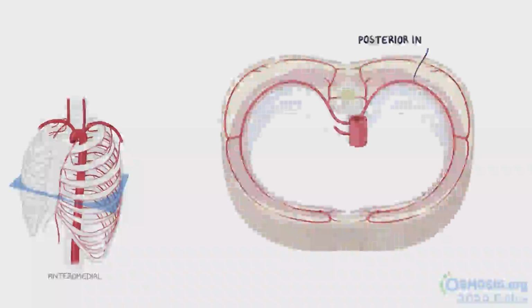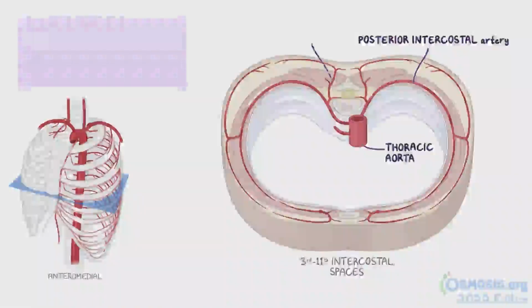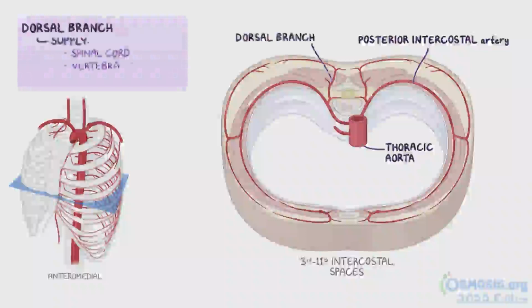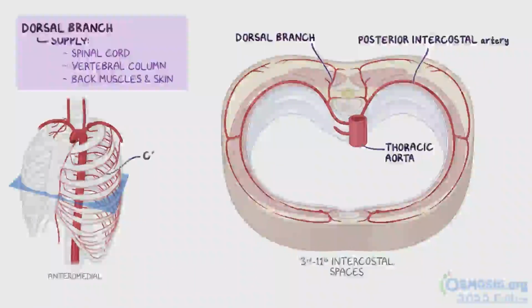The posterior intercostal arteries of the 3rd through the 11th intercostal spaces arise posteriorly from the thoracic aorta. All posterior intercostal arteries give rise to a dorsal branch that accompanies the posterior ramus of the spinal nerve to supply the spinal cord, vertebral column, back muscles, and skin. They also give rise to a small collateral branch that crosses the intercostal space and runs along the superior border of the rib below.